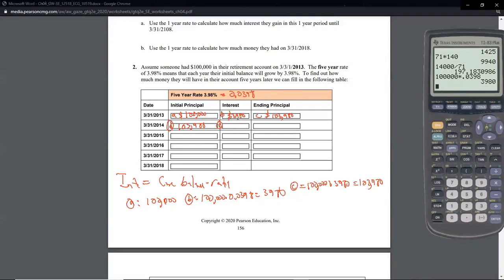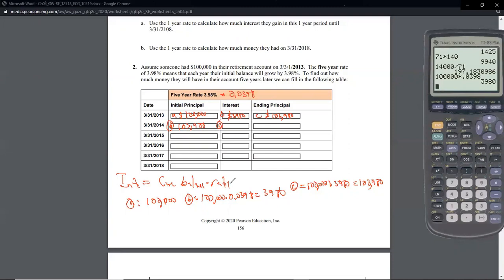Now, before I get the answer, let's ask ourselves, do you expect this number to be the same, less, or more? Well, if $100,000 got us $3,980, now we got $103,980. So I would expect that number to be more. So this number should be more than 3,980. Now, we don't have a lot more money in our account. It's not like we doubled or tripled our money all of a sudden. So I'm not expecting this to be like $10,000. I expect it to be close to 4,000, but at least a little more than 3,980.